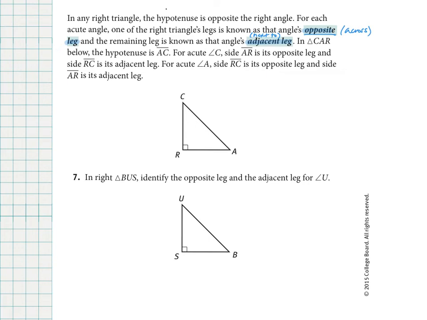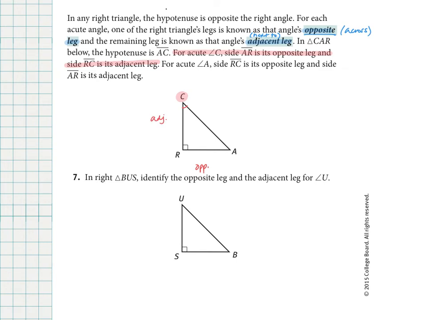So something that we can do is maybe add a little bit of color. So in case we're looking at the acute angle C, right? AR is the opposite leg and RC is the adjacent leg. So let's say I was looking at this angle right here. Again, we could mark it with a tick mark if we wanted to. We know that AR is the opposite leg, and RC is the adjacent leg.